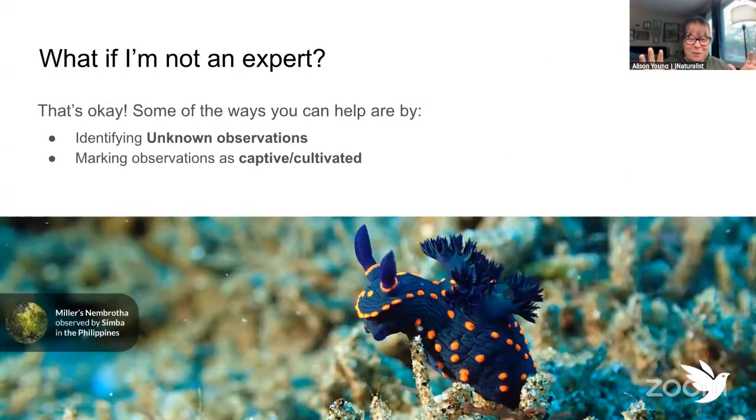Even if you're not an expert, you can 100% help with identifying. And this is what I'm going to focus on here, easy ways that non-experts can help identifying on iNaturalist. Two of the most important ways that anyone can help with identifications or help with data stewardship on iNaturalist is identifying unknown observations and marking observations as captive and cultivated.